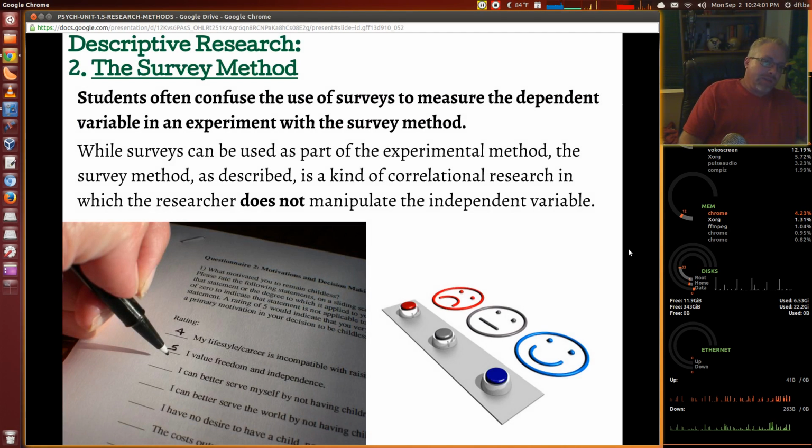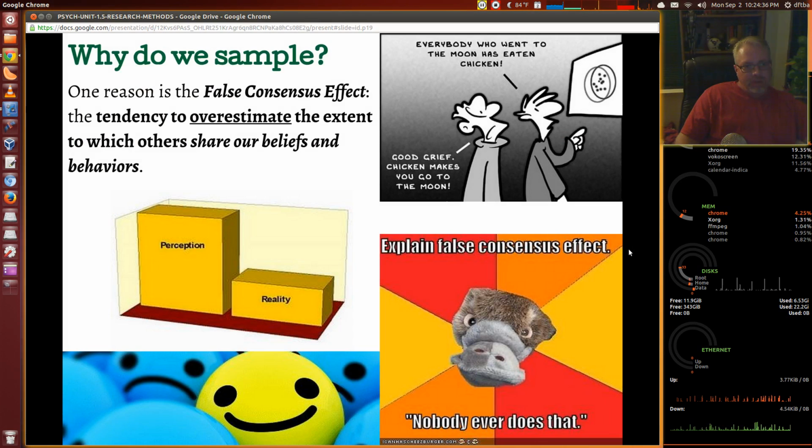Students often confuse the use of surveys to measure the dependent variable in an experiment with the survey method. And that's not the same thing. Surveys can be used as a part of an experimental method. The survey method, as described, is a kind of correlational research in which the researcher does not manipulate the independent variable. So when we get to independent and dependent variables, you'll probably understand this better. Maybe if you come back through here and review this before the test, it'll click and ring a bit of a bell for you, because I know we haven't covered that just yet.